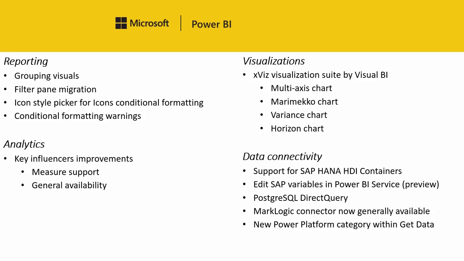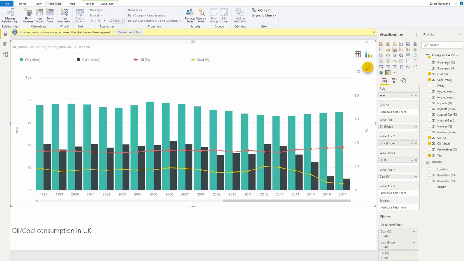Moving on to our visualization section, we have 4 great custom visuals releasing this month, and all 4 are part of the XViz Enterprise Suite. Let's take a look at the first chart on our list, which is the MultiAxis chart. In the example we're looking at oil versus coal consumption in the UK. You'll notice off the bat that there are 2 y-axes. One is looking at megatons, which is the absolute value, and then the other is looking at the percent of consumption. So let's take a look at how to set up this chart.